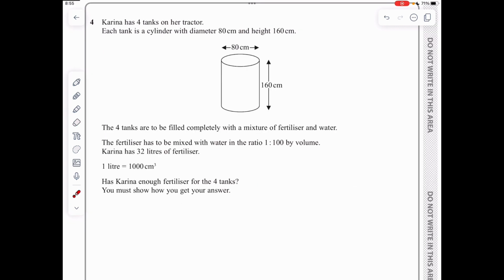In 4, Karina has 4 tanks on her tractor. Each tank is a cylinder with these dimensions here. So we are filling all 4 tanks completely with a mixture of fertilizer and water. Now the ratio of fertilizer to water is 1:100 by volume. And we are told that she has 32 liters of fertilizer. We need to determine whether she has enough fertilizer for the 4 tanks.